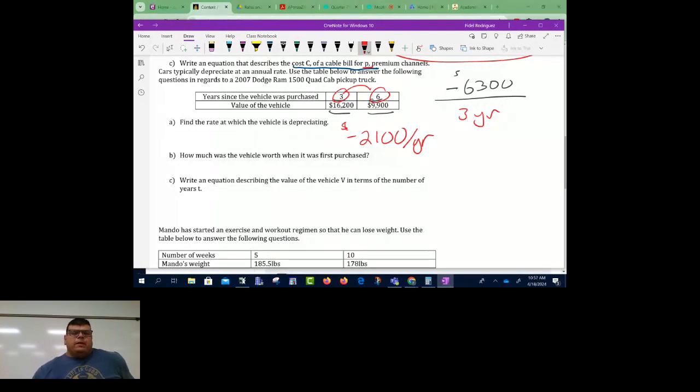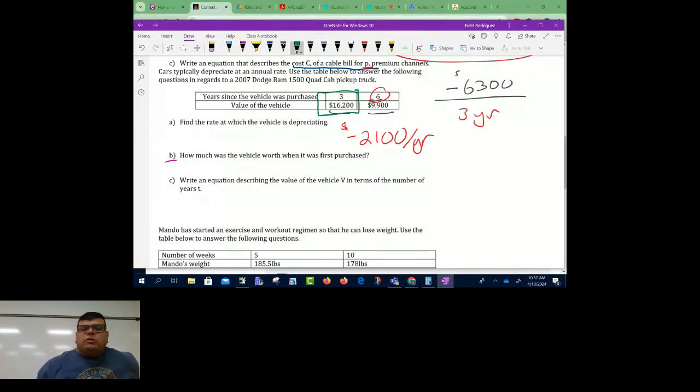Okay. Now, let's see if we can figure out part B. Part B says, how much was the vehicle worth when we first bought it? Okay. Y'all, when we first bought it, I want to go back to when we bought that truck on the first day.